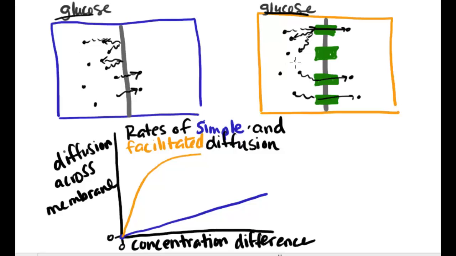If I keep increasing it, then eventually all of these carrier proteins are always going to be busy. So as soon as this glucose molecule gets carried across, there's going to be one right behind it to take its place. So these are just going to be chugging glucose across that membrane as fast as they possibly can. In other words, there's no possible way for them to speed up how fast they're chugging that glucose across, even if there is more glucose waiting behind to be transported. So this rate is going to level off.